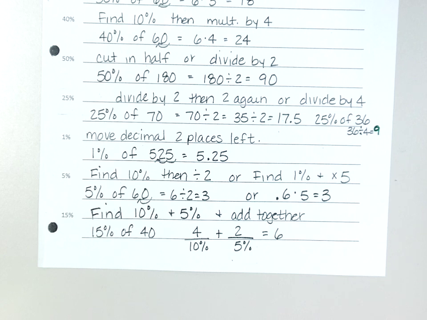15%. This is a standard tip. If everything's just okay, 15% is usually a standard tip when you eat out. So to find 15%, I usually find 10% and then cut that in half to find the 5%, and I add them together. So let's say that my bill eating out was 40.